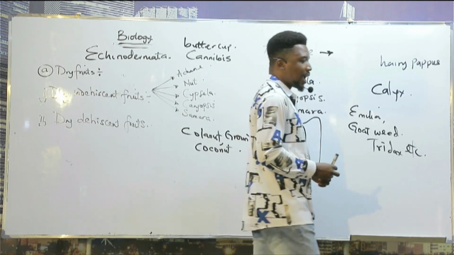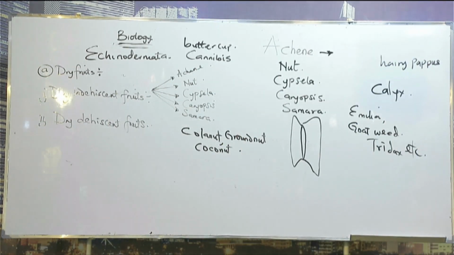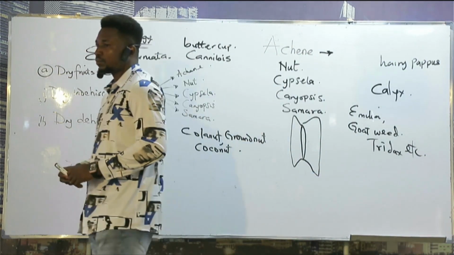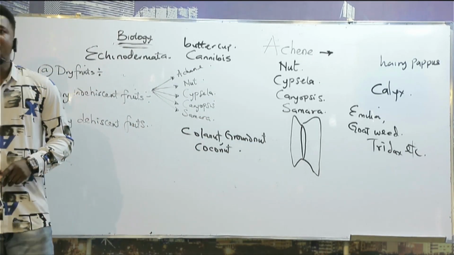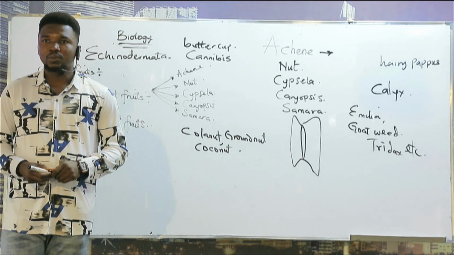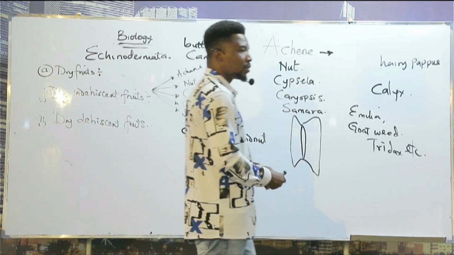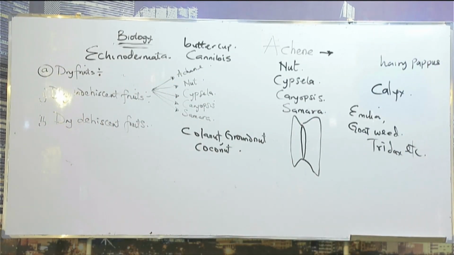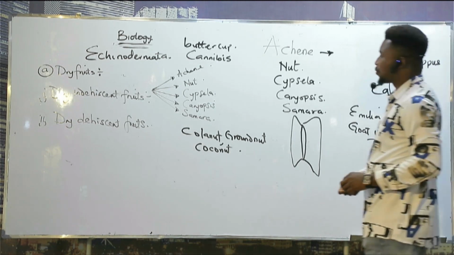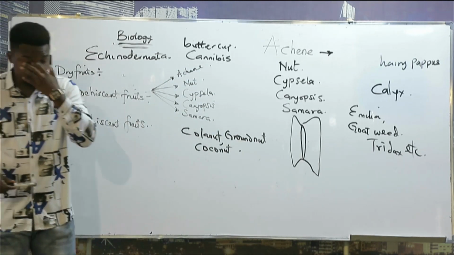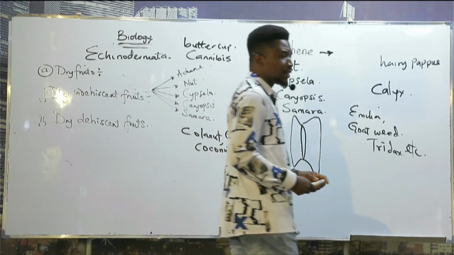What is a caryopsis? It is a dry fruit that has fused pericarp and seed coat.